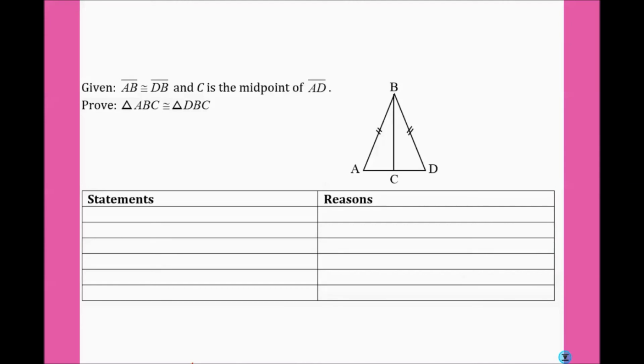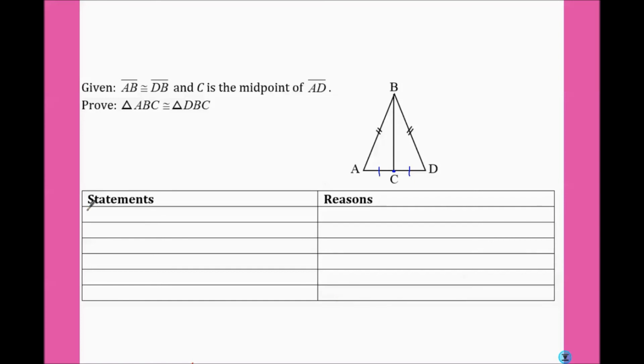Given that AB is congruent to DB and C is the midpoint of AD, prove that triangle ABC is congruent to triangle DBC. So again, we're going to start by marking our given information. AB is congruent to DB. That's already marked for us with the double tick marks. And C is the midpoint of AD. Since this is the middle, we know that AC is going to be the same length as CD. And we'll come back to that in a minute.